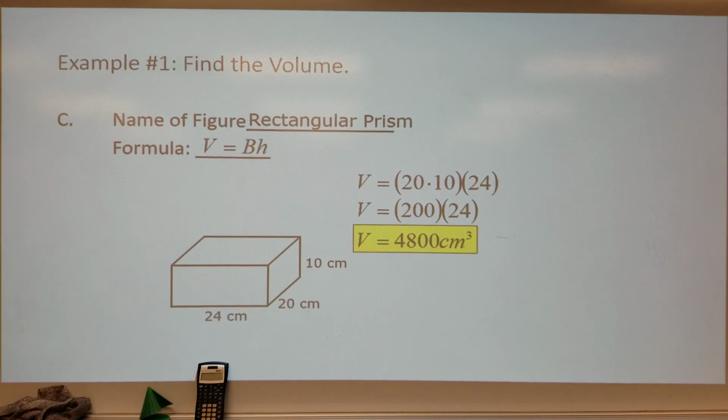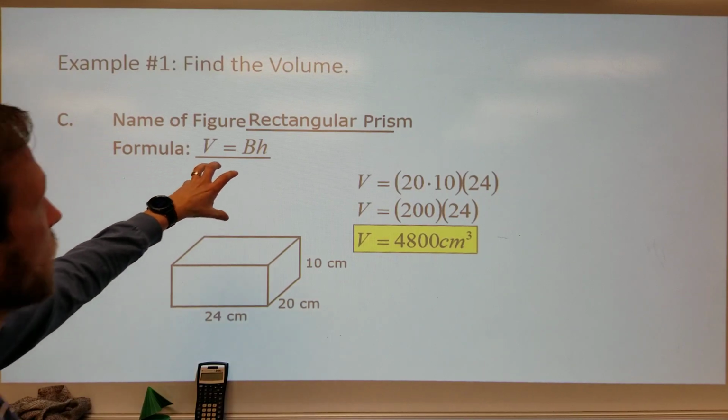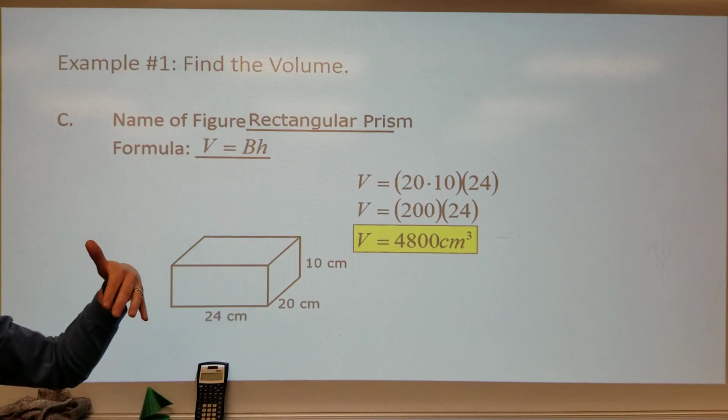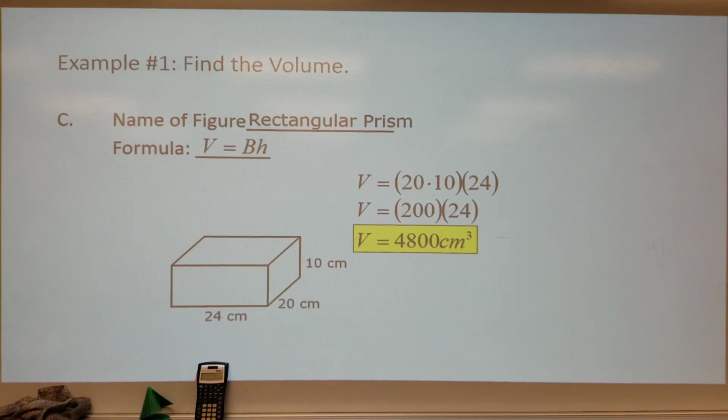All right? But I don't want you to consider it as length times width times height. I want you to think of it as the area of the base times the height. If you write your formula in this way, then when you're dealing with cylinders, that's going to be the same exact thing, all right? So you don't have to have a separate formula for prisms versus cylinders.